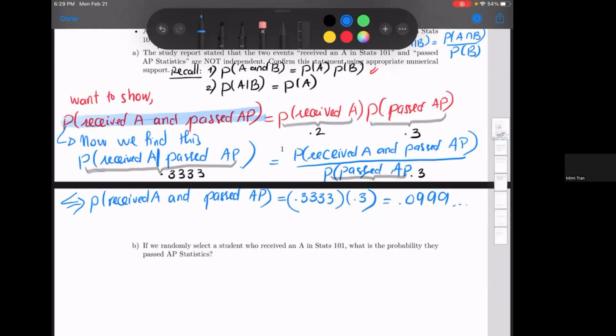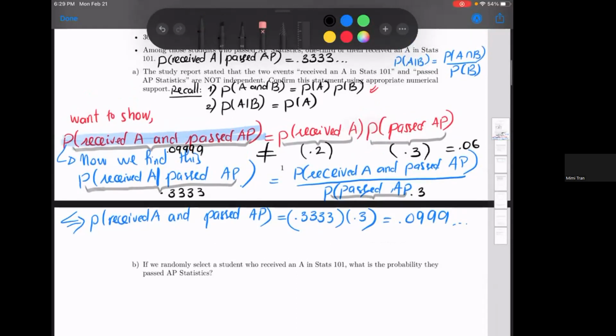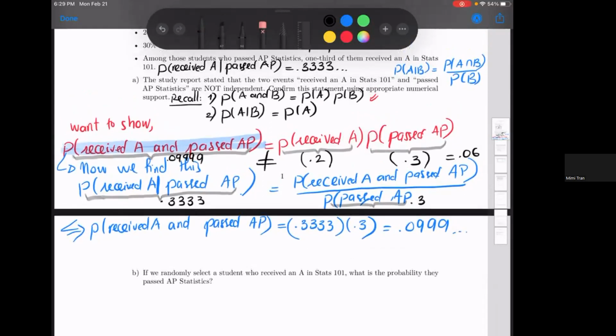Okay, now that I have the numerator, that means this part right here is 0.09999, right? If you take 0.2 times 0.3, what do you have? 0.06, right? Are they equal? No, right? They're not equal. So therefore, they're not independent, which we confirm with the study report.